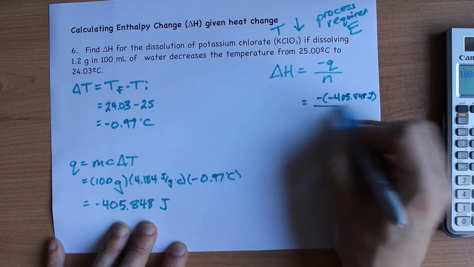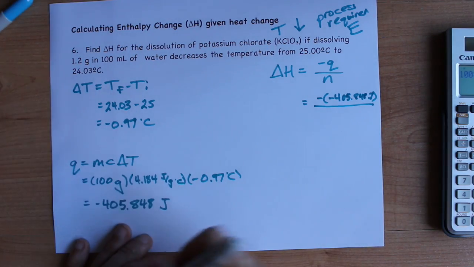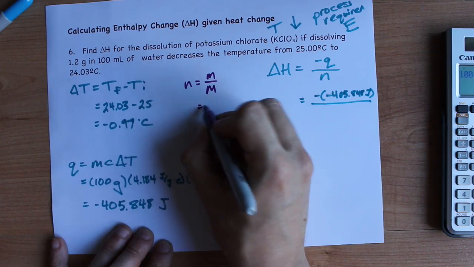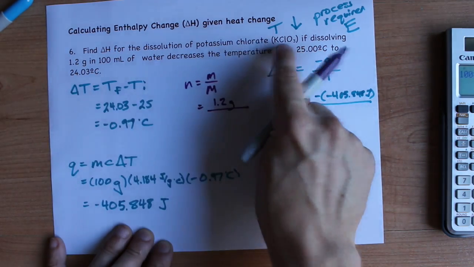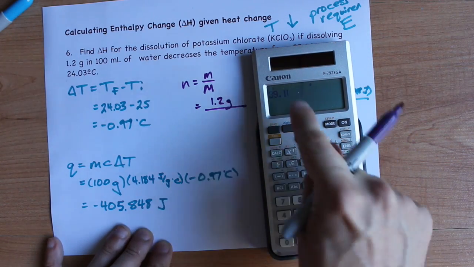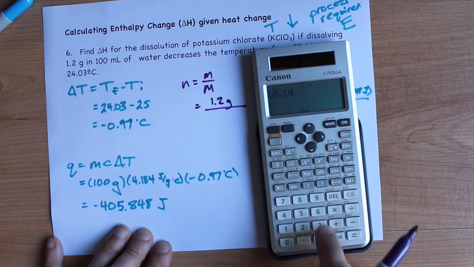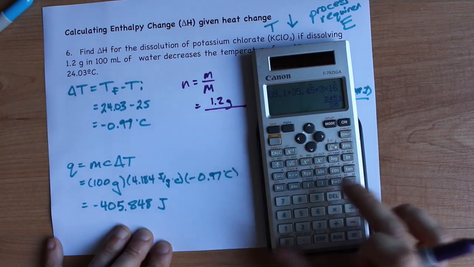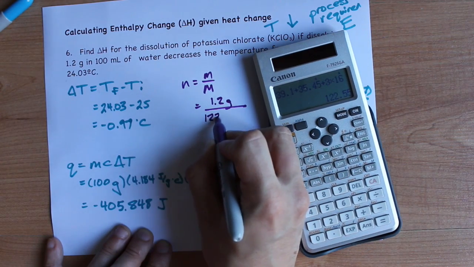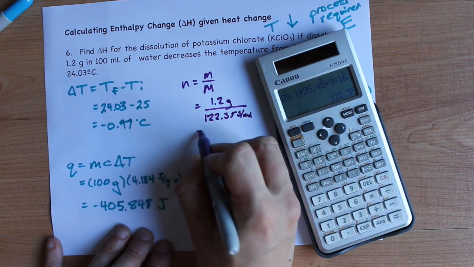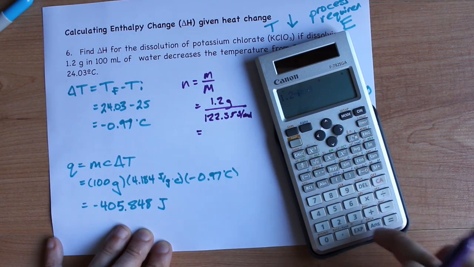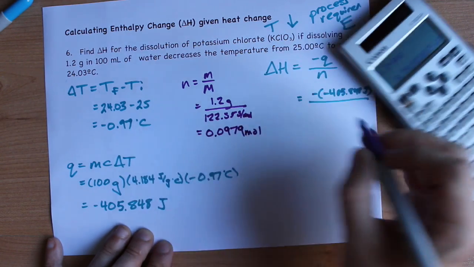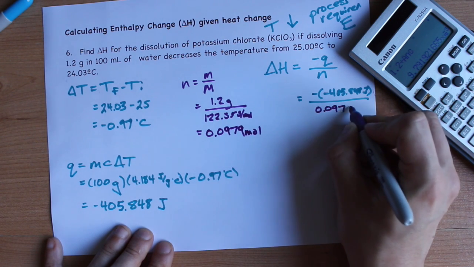405.848 joules on top, and number of moles on bottom. Man, I don't have the number of moles. I'm gonna have to calculate the number of moles with mass over molar mass, stoichiometry. The mass of salt that I have is 1.2 grams, and the molar mass of KClO3 is, well, here's potassium, plus chlorine, plus three oxygens. I'm getting these numbers from the periodic table, of course. The molar mass of KClO3 is 122.55 grams per mole. And when I divide 1.2, the mass, by the molar mass, I end up with 0.0979 moles.